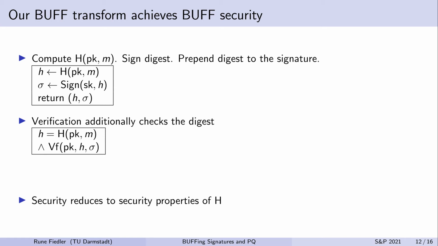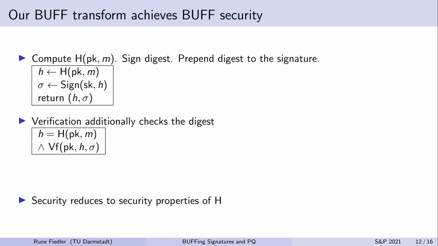How does this work? We start off with a signature scheme that does not yet provide the beyond unforgeability features and a hash function. The key generation algorithm stays the same. However, we have to apply some modifications to the signing algorithm. First, we compute the hash of the public key and the message. Then we sign this digest with the signing algorithm of the original scheme. That is, we just plug in the digest instead of the message. Then the signing algorithm returns the digest and the signature. So a signature of the modified scheme has a modest size increase of 1 hash digest.